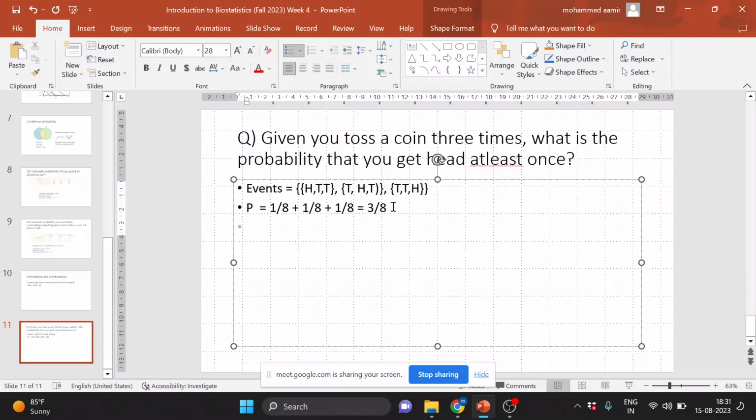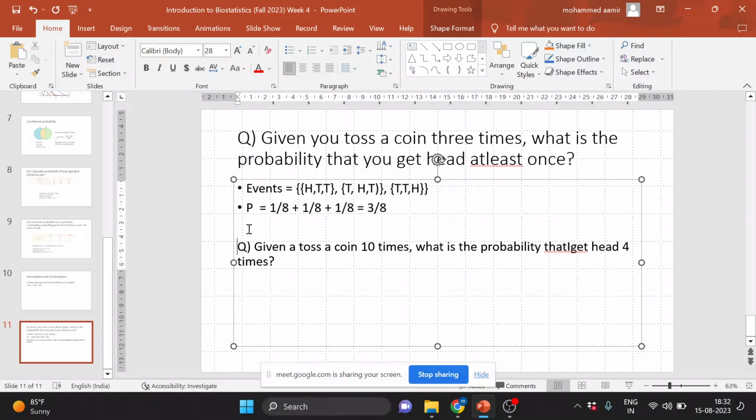For example, maybe I won't do this now, but given I toss a coin 10 times, what is the probability that I get head 4 times? This is a straight problem from Bernoulli distributions. I implore you to go do this, because these kinds of questions are important. That I get head exactly 4 times.